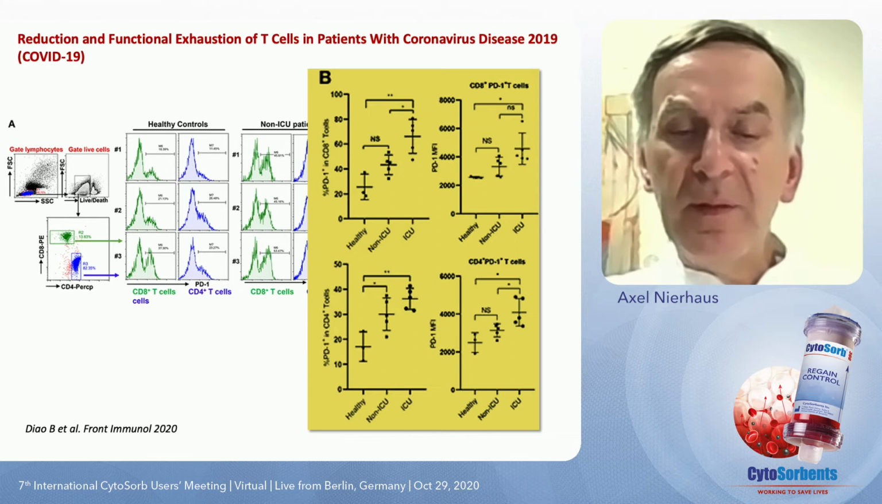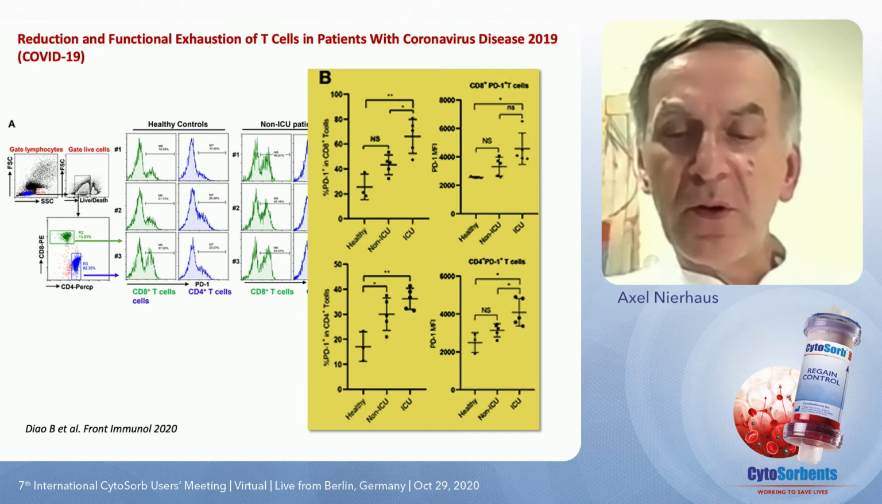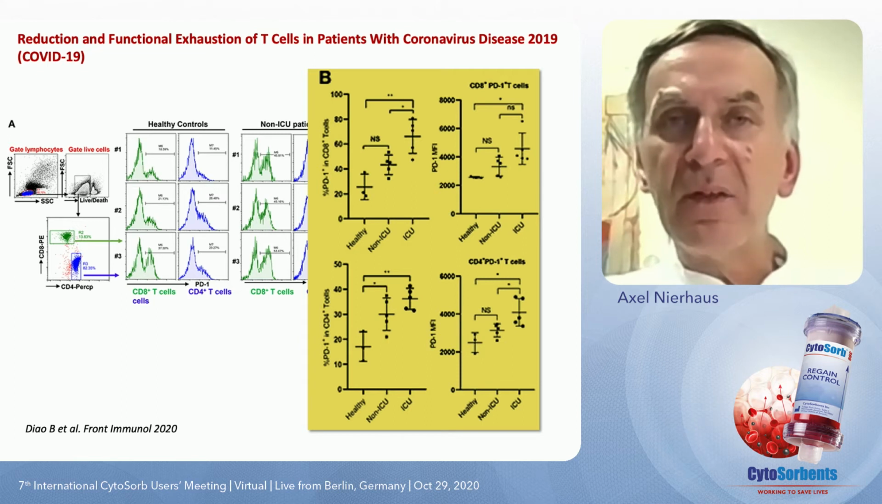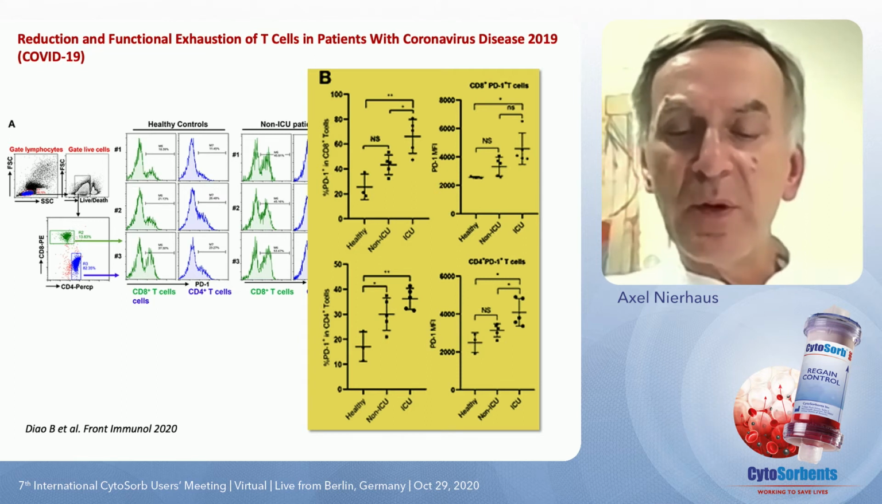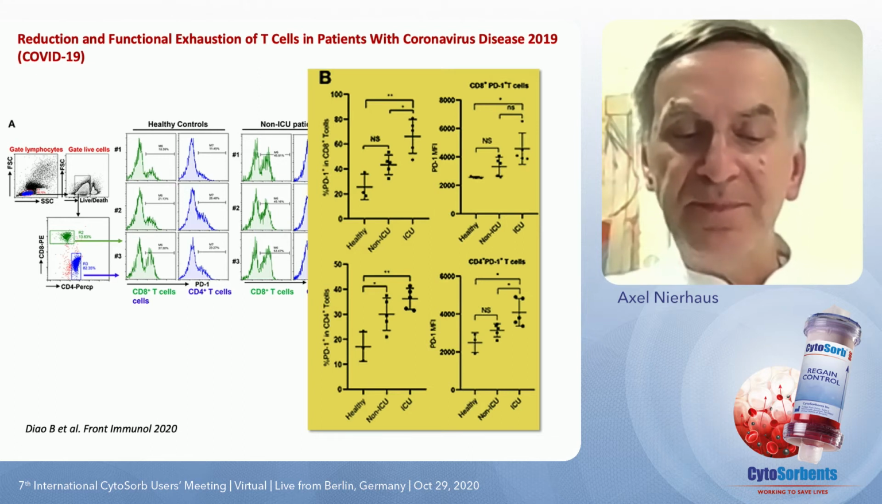Again, healthy people have a rather low expression of PD-1 receptors on their T cells, and ICU patients with sepsis, of course, have a much higher expression, meaning that the adaptive immune response, looking at T cells, is compromised.